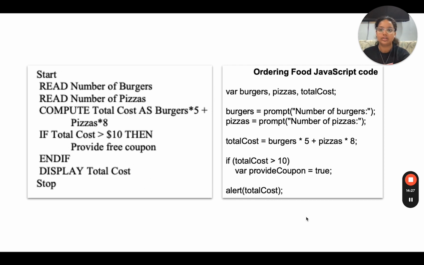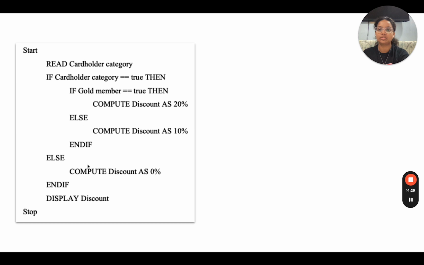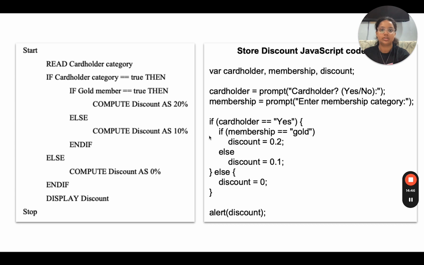Okay. And next one. So this was a more complicated example from last week's recitation. The cardholder category. It's about the membership, gold member, silver member. Now, what are some variables? You need cardholder, you need discount, and you need membership. So here are our variables, and now we're going to figure out the user input.